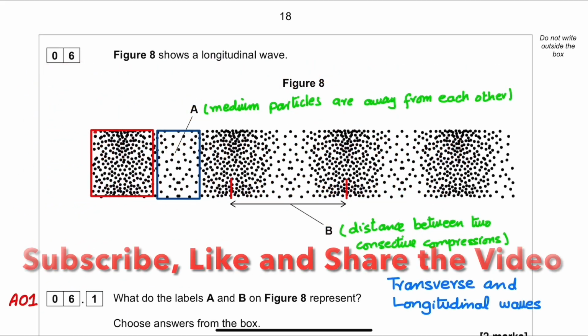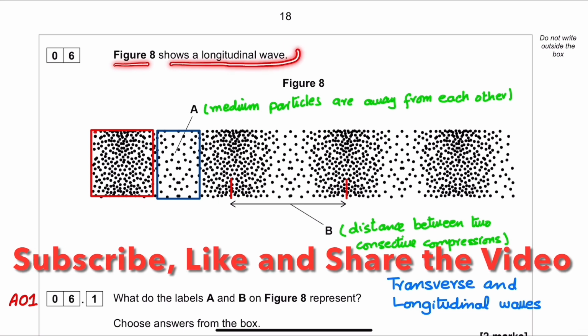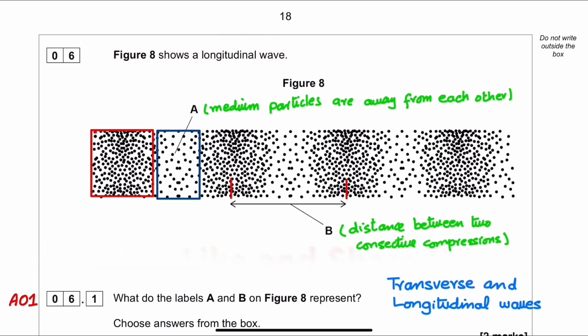Question number 6, figure number 8 shows a longitudinal wave. The different parts of the waves are already mentioned. The particles are very close to each other. This part of the longitudinal wave is called compression. Where the particles are comparatively away from each other, that part of the wave is called rarefaction.